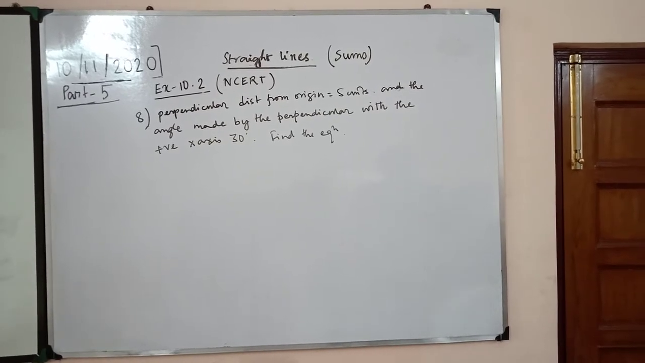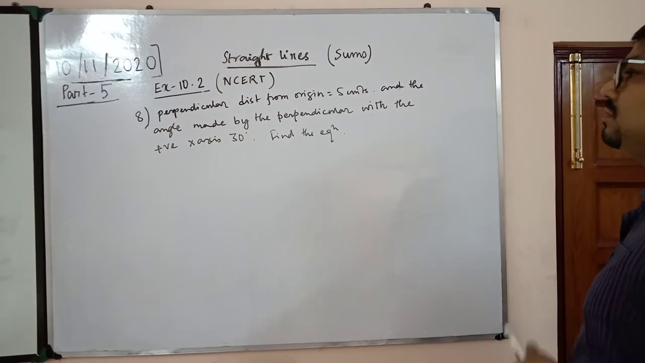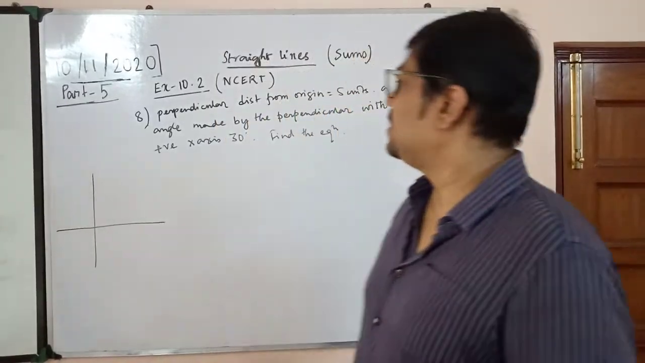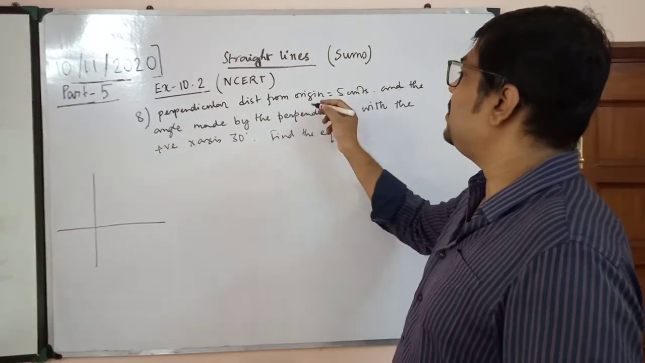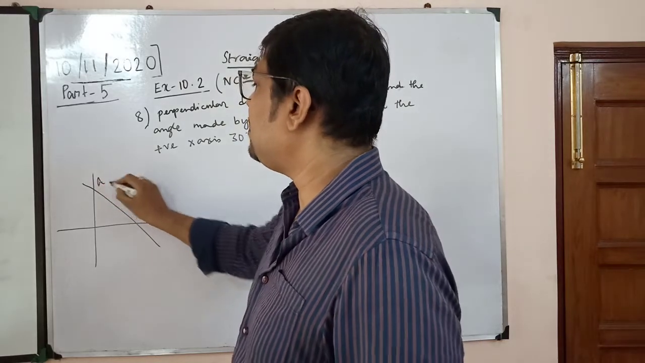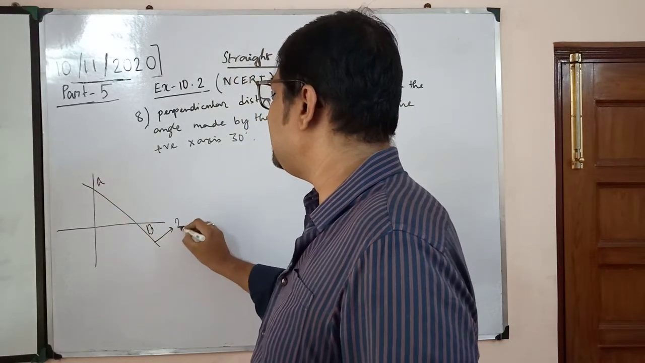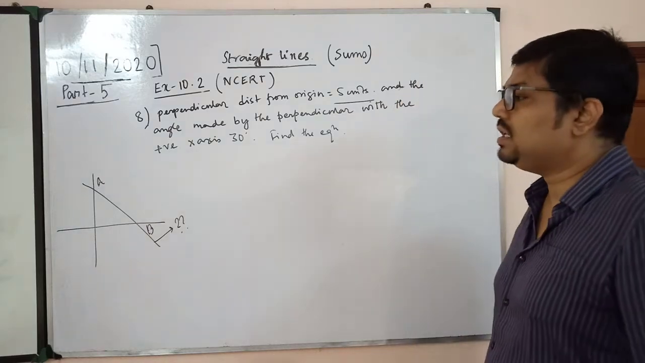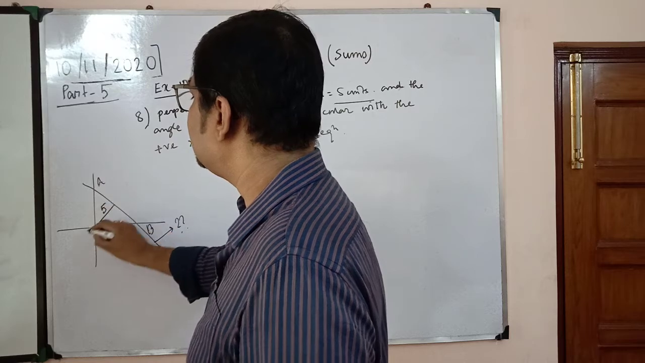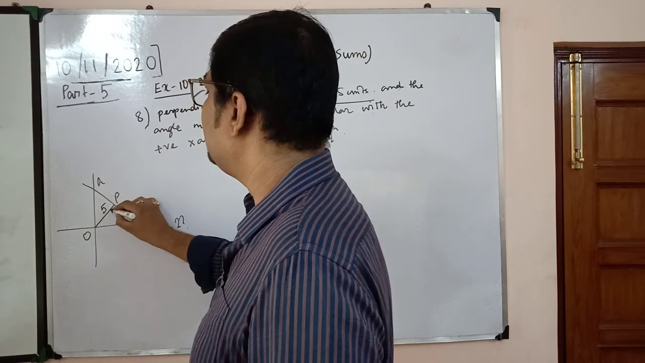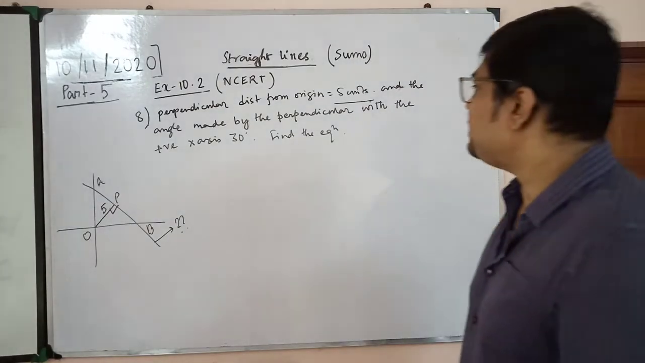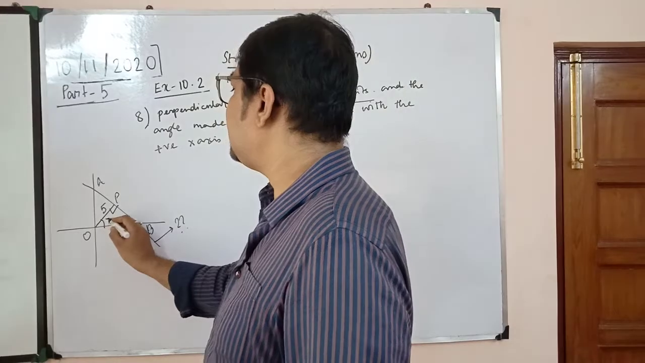Next we get this sum, which is basically the perpendicular form. So if you remember the perpendicular form, the perpendicular distance from the origin is 5 units. That means we need to find the equation of this AB firstly. It is given that if you drop a perpendicular, then the perpendicular distance will be 5 units. That means say OP, which is a perpendicular, will be 5 units, and the angle made by the perpendicular with the x-axis is 30 degrees.